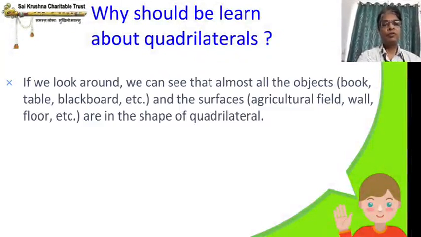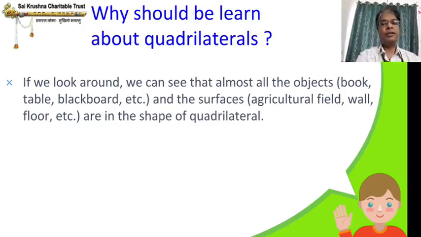So why should we learn about quadrilaterals? If you look around, we can see that almost all the objects, book, table, blackboard, etc., and the surfaces, if you see an agricultural field, a wall, a floor, etc., are in the shape of a quadrilateral. Anything you take, whatever you see will be in the shape of a quadrilateral.